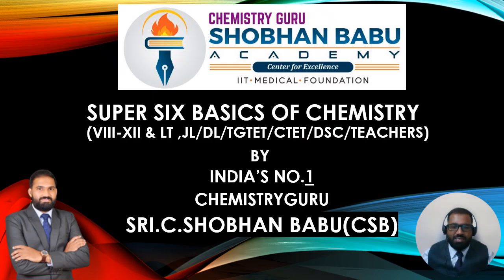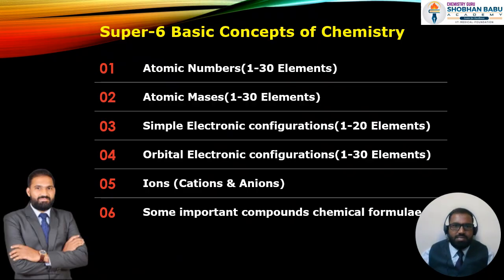In the last class we discussed there are two important basics as a part of the Super 6 basics. One is the atomic mass, the second one is the atomic number. In this class we have done atomic numbers from 1 to 30 elements with a simple shortcut, and we have also completed the atomic masses with two simple shortcuts. Now we are moving to the third part.